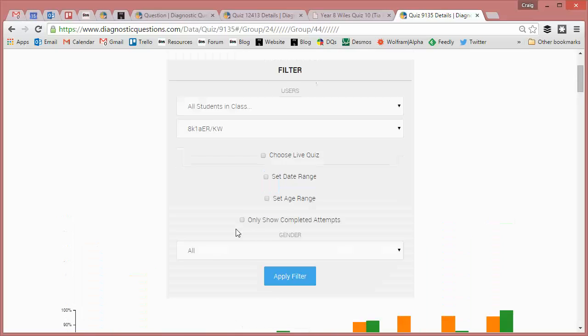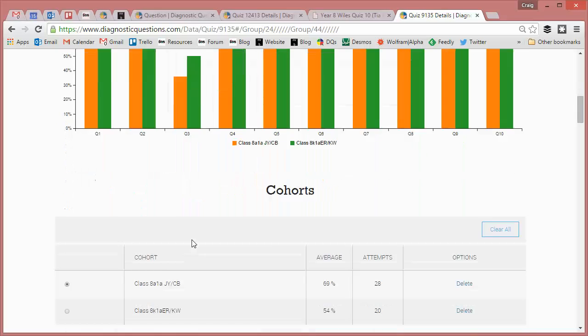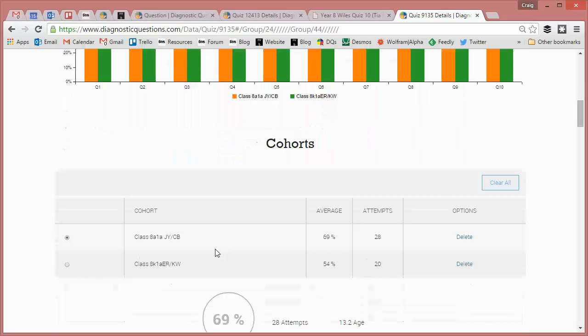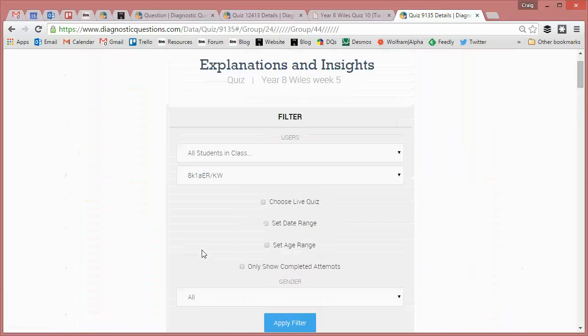Finally, I can also make comparisons. This is my Year 8 class against another Year 8 class, so I can see where my Year 8 class are doing well, and I can also see where my Year 8 class are struggling, and this can help me pair up with the teacher who's delivered that to see if we can swap some teaching and learning resources.